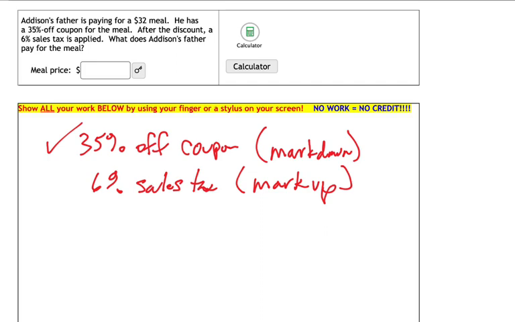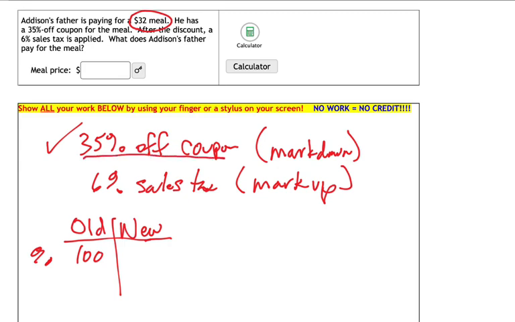So remember, we're always comparing the old or the original to the new. And the original price of the meal is $32. But we're going to deal with the percent first. So everything starts at 100%. When we have a 35% off coupon, 100 minus 35 is 65. So that is the new percent.